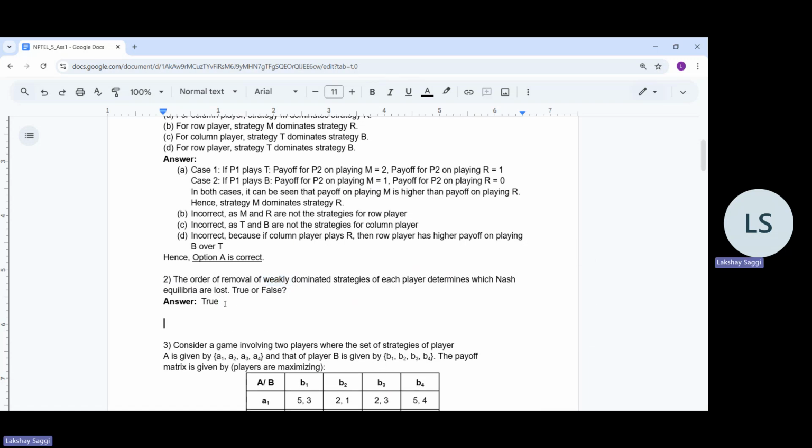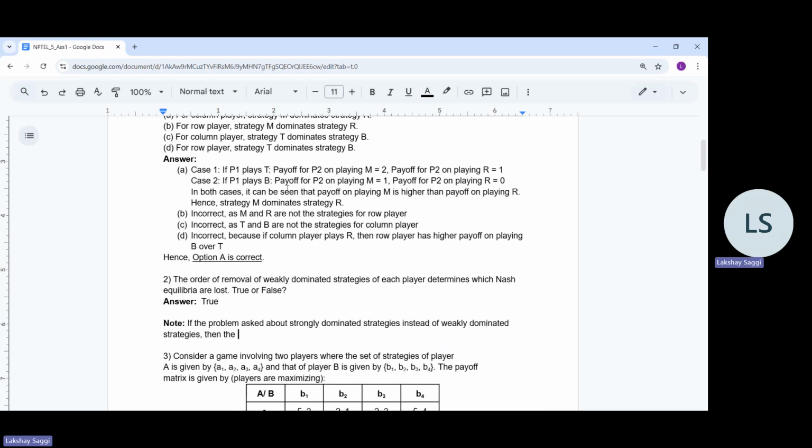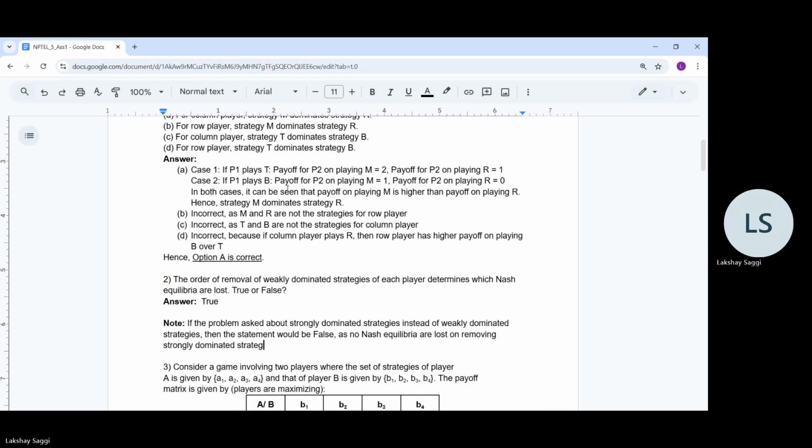So maybe I should just put a note here. If the problem asks about strongly dominated strategies instead of weakly dominated strategies, then the statement would be false, as no Nash equilibria are lost on removing strongly dominated strategies. Yeah, so this is just a note for the second question.